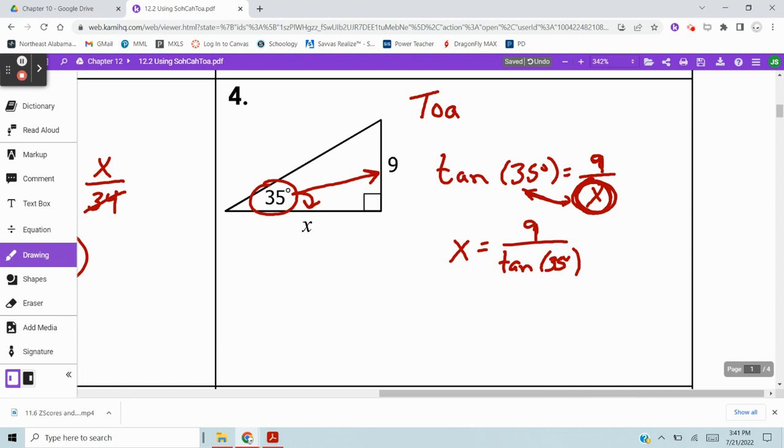And what you're doing is you're multiplying to get it over here. And then once you get it over there, you're going to divide to get the tangent of 35 over there. So we type this into our calculator, and we get an x value of about 12.9.